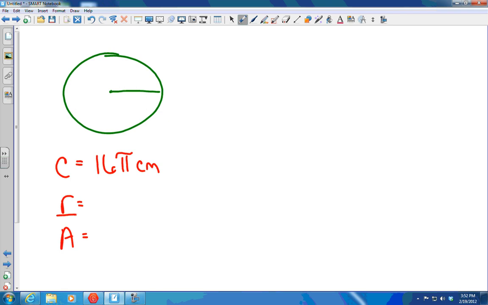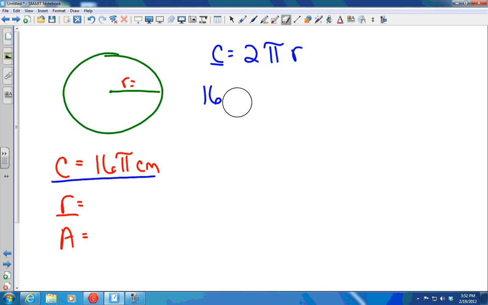I'm always going to go for radius first, even if they don't ask me for it. I need the radius to calculate area or circumference. All right, so we don't know this radius here. Since I have circumference, I'll write down the formula for circumference. Circumference equals 2 pi r. I know what the circumference is, so instead of c, I'll write 16 pi centimeters equals 2 times pi times r.